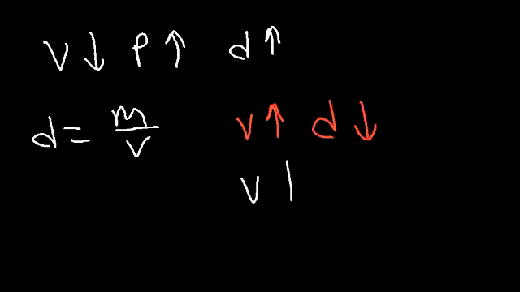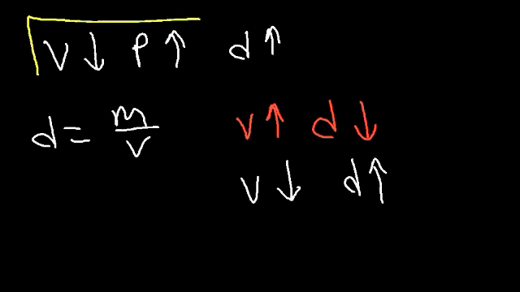So if you decrease the volume, or if you decrease the denominator of a fraction, the value of the fraction goes up, so density goes up. And we can see that here. If you decrease the volume, according to Boyle's law, pressure goes up, and so the density will go up as well.